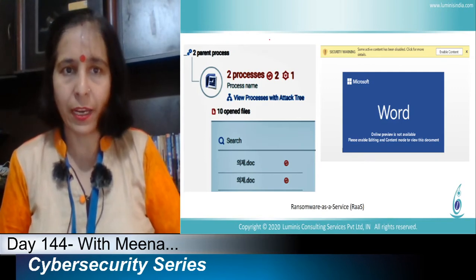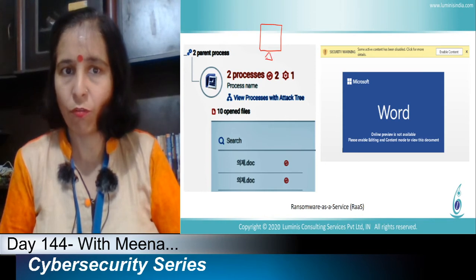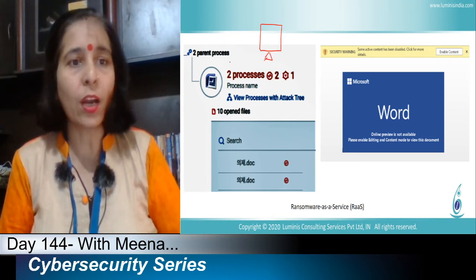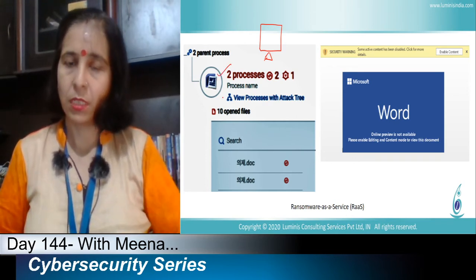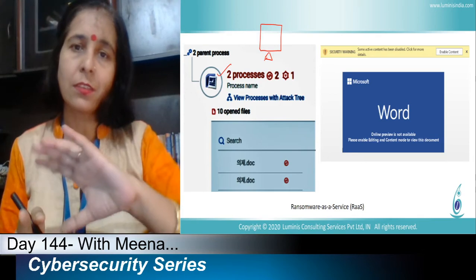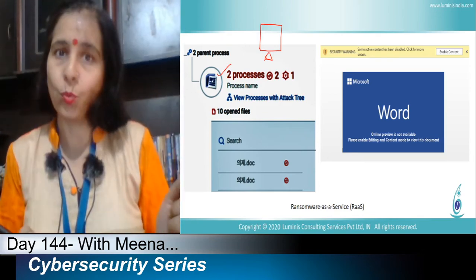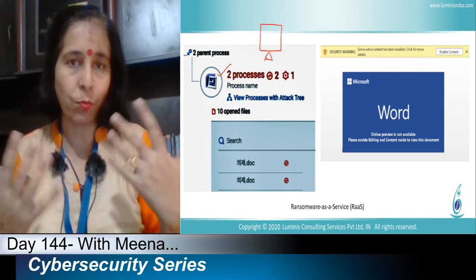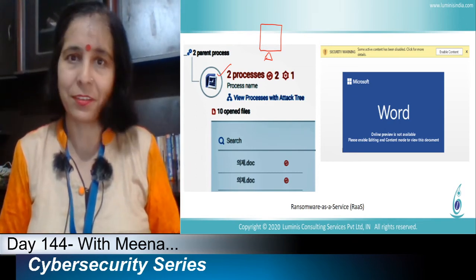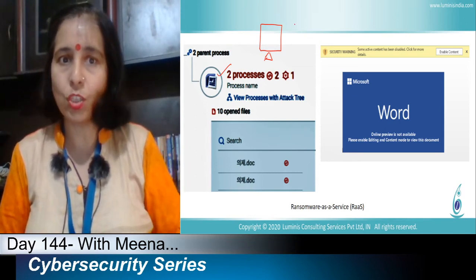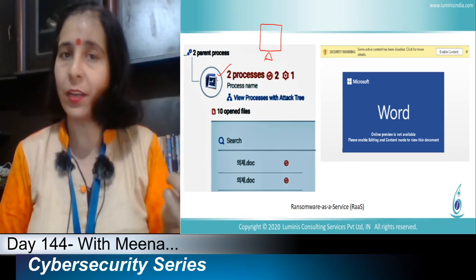Let's see with a close look how it works. For example, you are a user and you receive an email from Korea, and over there it has just a Word document. It is a phishing mail where they use wonderful language to convince you, so that you think, yes, I want to see what is in that Word document. You will fall into the trap of that phishing email if you open it.